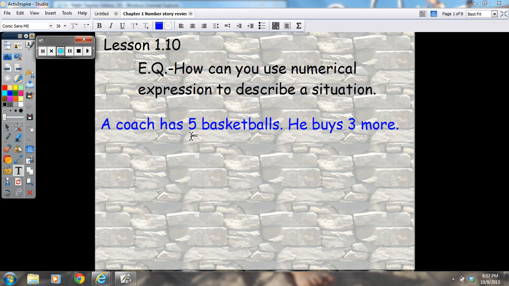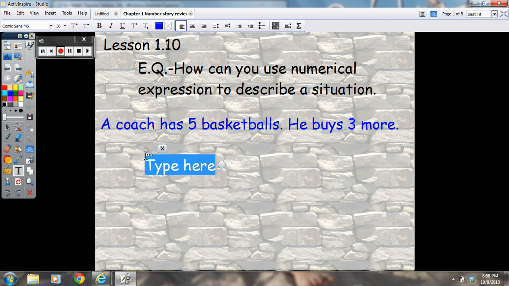Welcome everybody. What I'm going to show you is lesson 1.10, in which the essential question was, how can you use numerical expressions to describe a situation? Here we start out with a very basic situation. It says a coach has 5 basketballs, he buys 3 more. Well, what we want to do is write a numerical expression that would fit this situation.